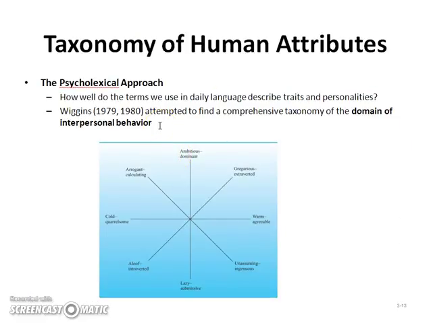And another model talked about in the trait section of our readings this week is the psycholexical approach, which is basically how well do the terms we use in our daily language describe our traits and personalities. And Wiggins tried to make a taxonomy of the domain of interpersonal behavior that looked at how words could be used to characterize someone, and they go from kind of opposites, from like quarrelsome to agreeable to aloof to gregarious and so on, and try to figure out where people fit on these dimensions to quantify or put an accurate label on their personality traits.